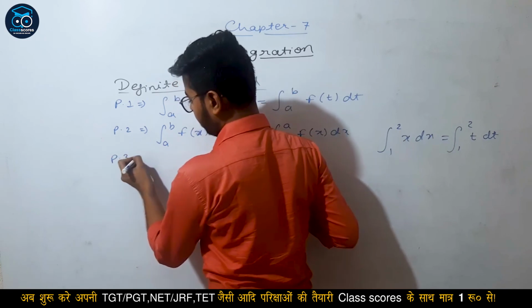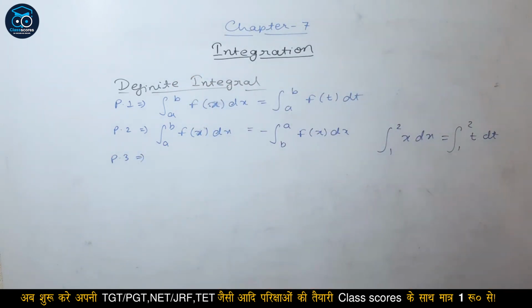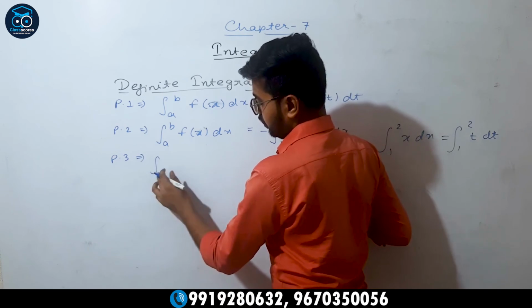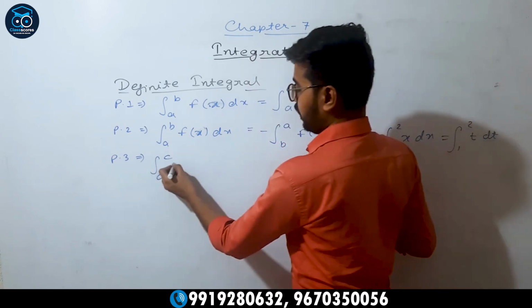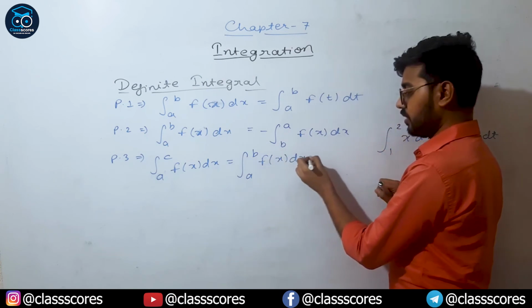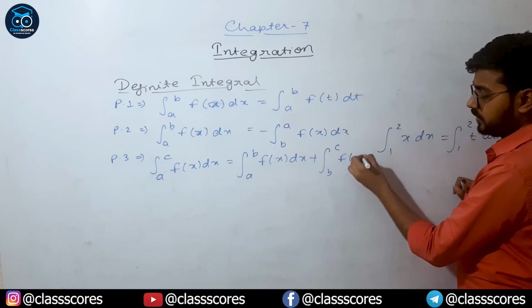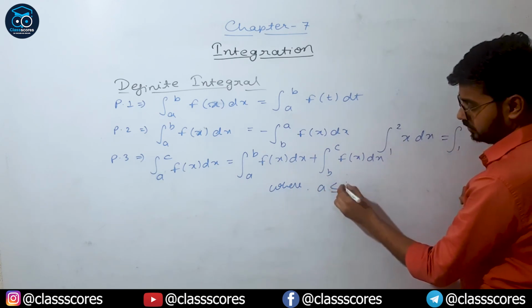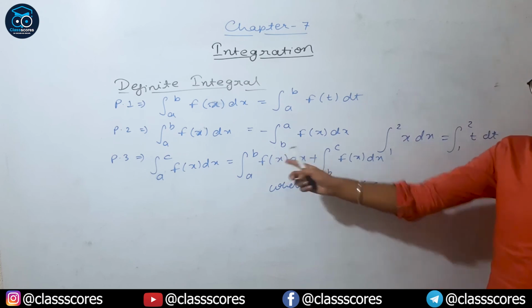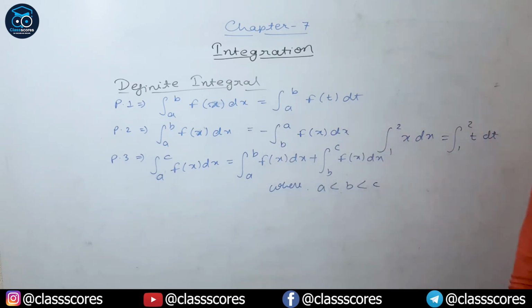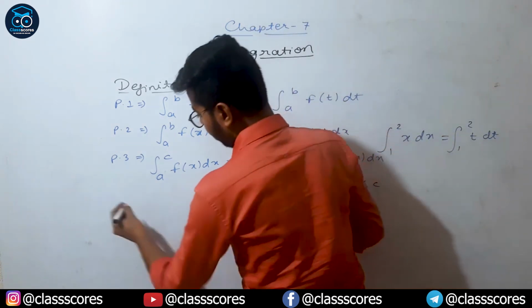Now property 3. Property 3 is split of limit. Suppose we need to integrate a to c of any function, then it will be written as a to b f(x) dx plus b to c f(x) dx, where b always lies between a and c. So it will be written as a to b, then b to c. Both are equal. Clear?